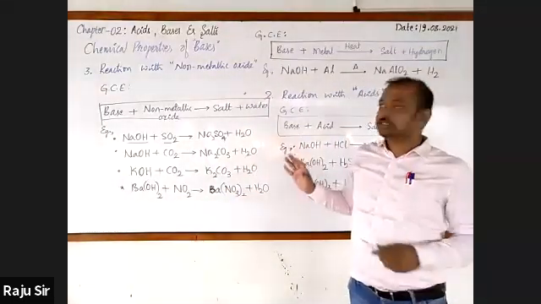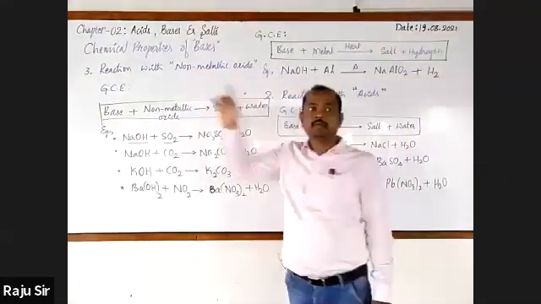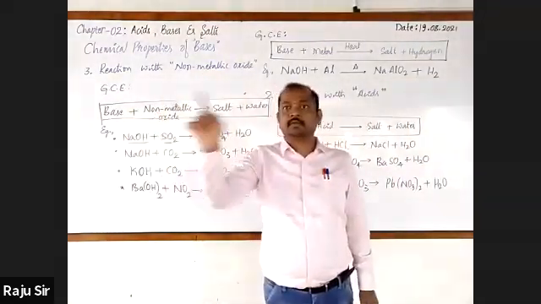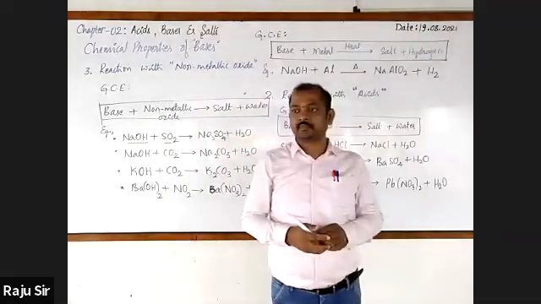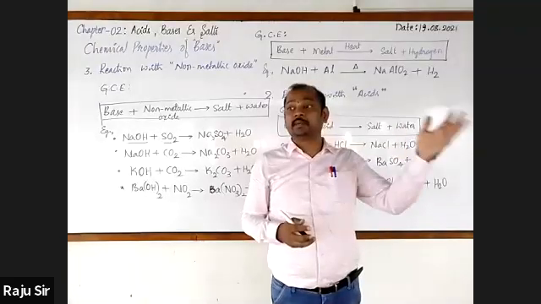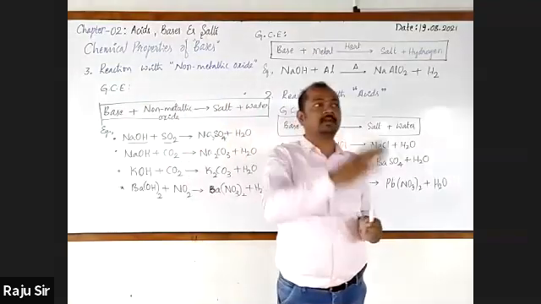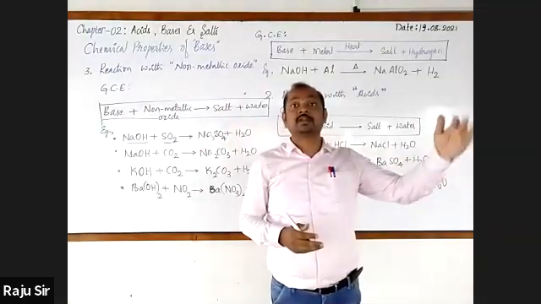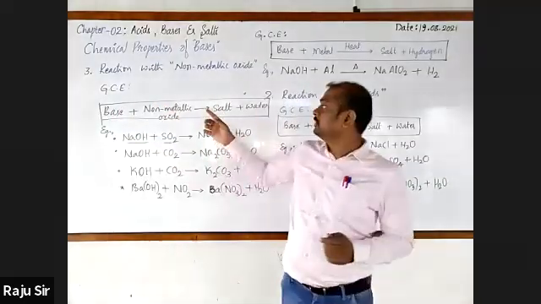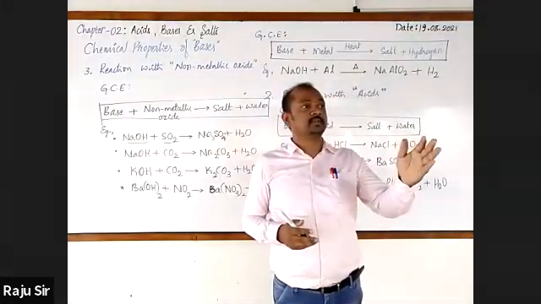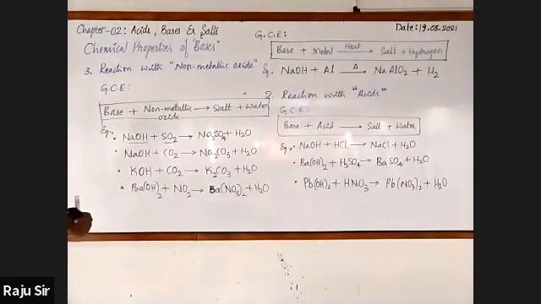Finished. So these are the three important chemical properties of bases. First one, base reacts with metal to produce salt and release of hydrogen gas. Second one, base reacts with acid to produce salt and water. Third one, base reacts with non-metallic oxide to produce salt and water. Now we are moving to the next part of this chapter.